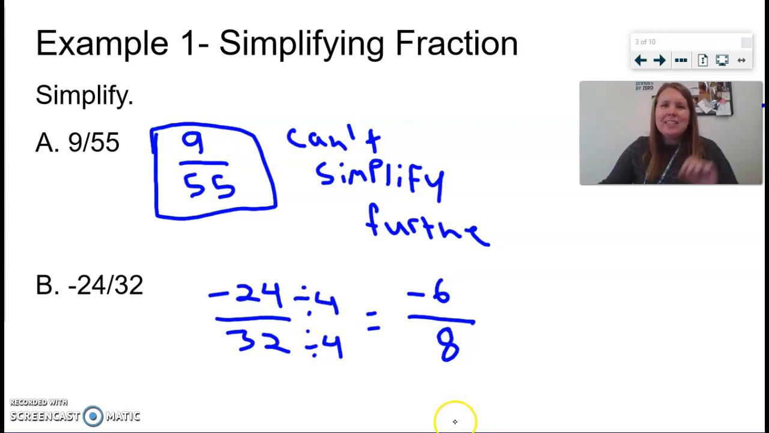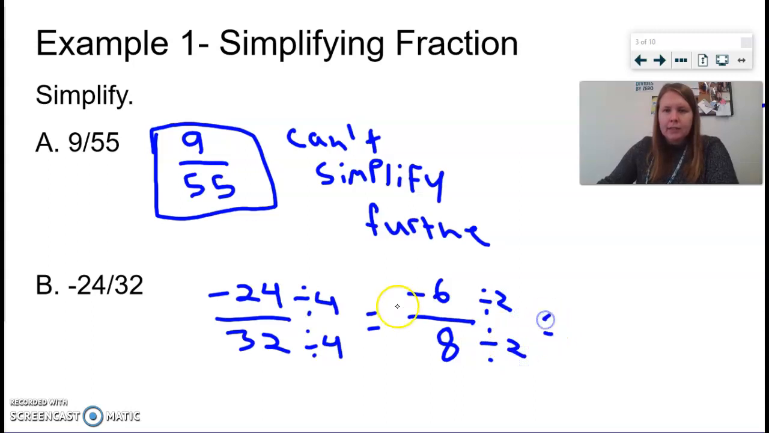I think I can still simplify it further. And so if you do this first step like I did, maybe you could have gotten smaller, but at the time, I wasn't sure if we could. That's okay if you start with something smaller and then divide again. Because I can still divide out a 2 here. So I'm going to divide a 2 from the top and the bottom, because negative 6 divided by 2 is negative 3, and 8 divided by 2 is 4. And that's the smallest I can go.